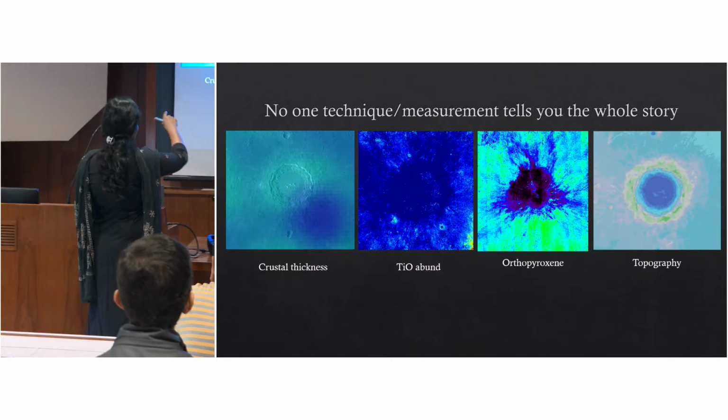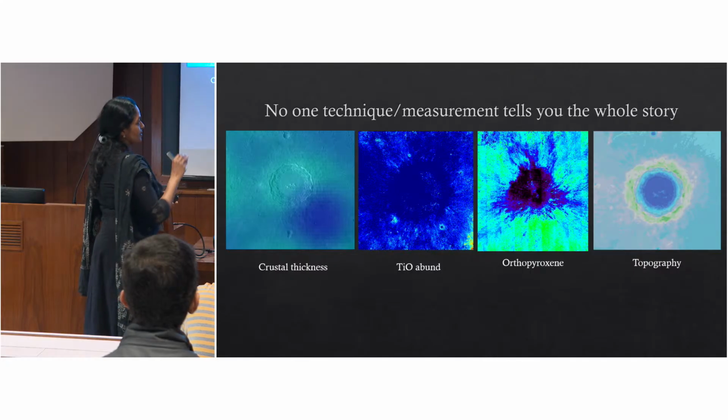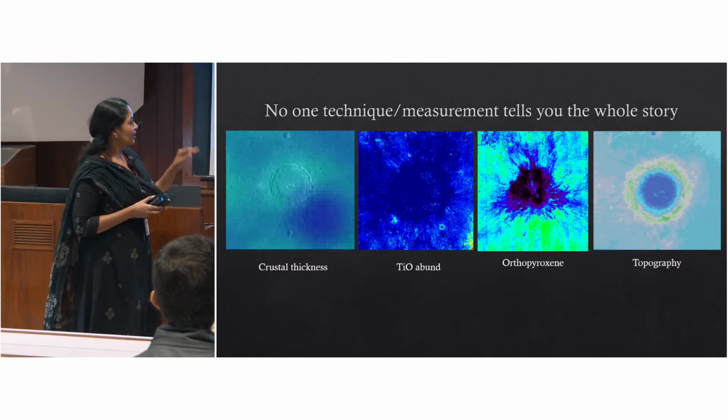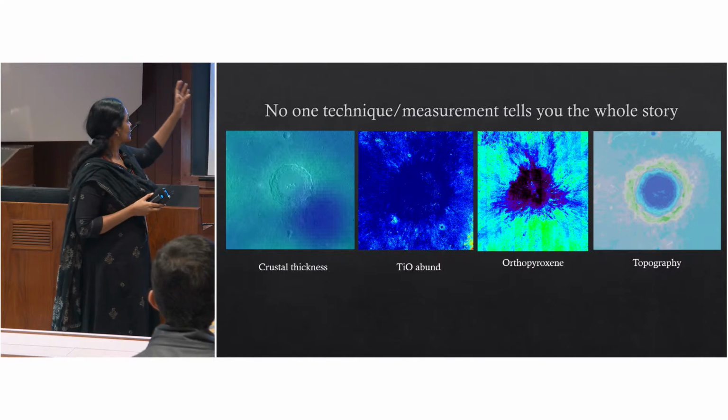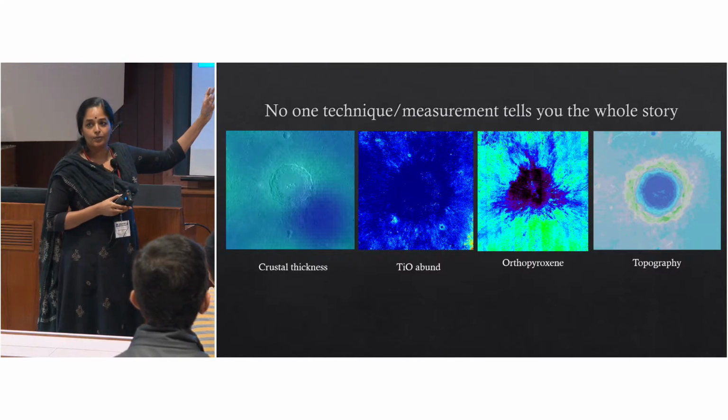Yeah, anyway. So from the left, it's a crater Copernicus on Moon. It's all the same, but you can see in different wavelengths and different methods. What do you see, right?